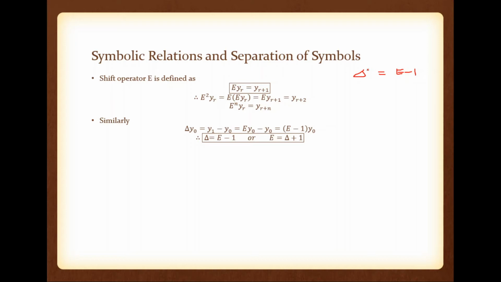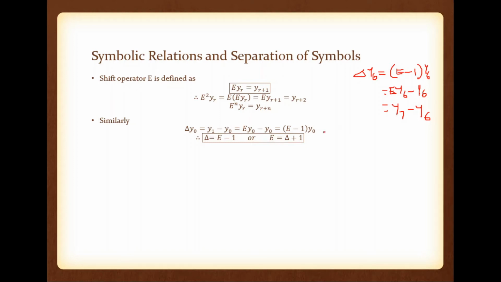So if you are asking what is delta Y6, just find E minus 1 into Y6. We can expand this: E Y6 minus Y6. What is the next data of Y6? The next data of Y6 is Y7. So delta Y6 is Y7 minus Y6.